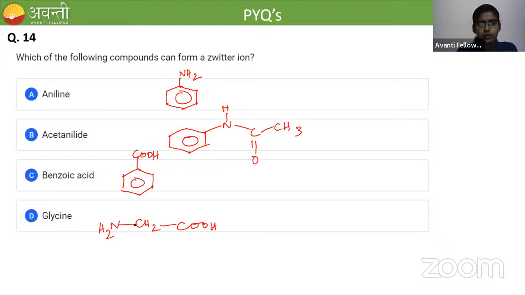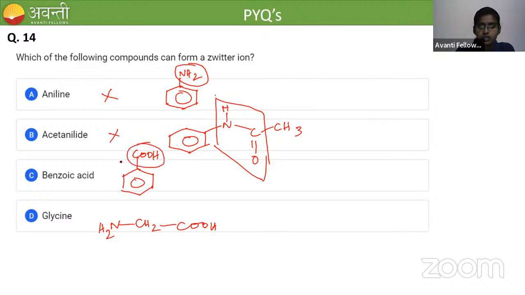So out of these 4 compounds, which one will form a Zwitter ion? A compound should contain both a basic group as well as an acidic group in it. Then only it will form a Zwitter ion. In aniline, only the basic NH2 group is present, so aniline will not form one. Acetanilide has an amide linkage, CONH, which is electron withdrawing in nature. No acidic hydrogens are there, so it will also not form one. In benzoic acid, only the acidic group is present, no basic group.